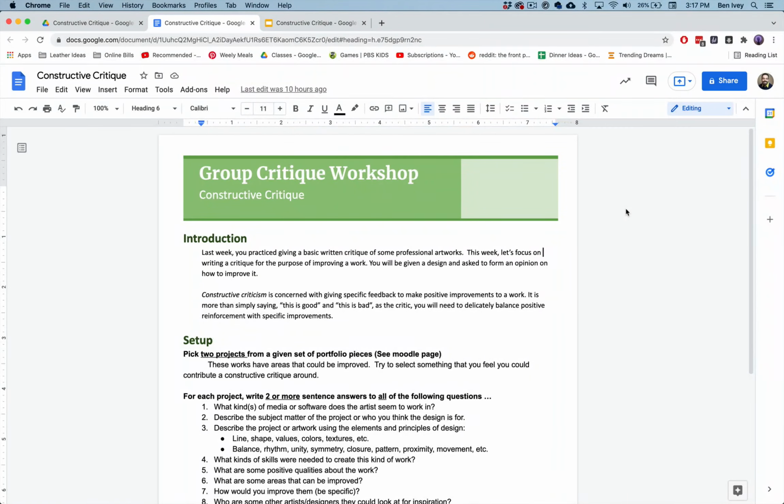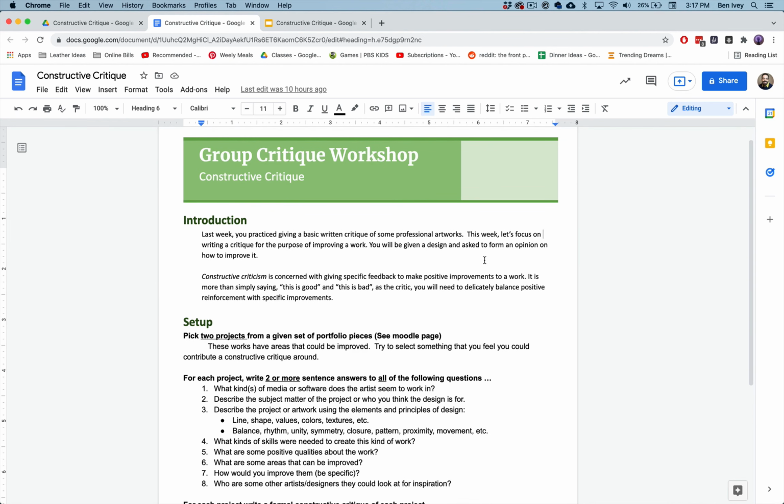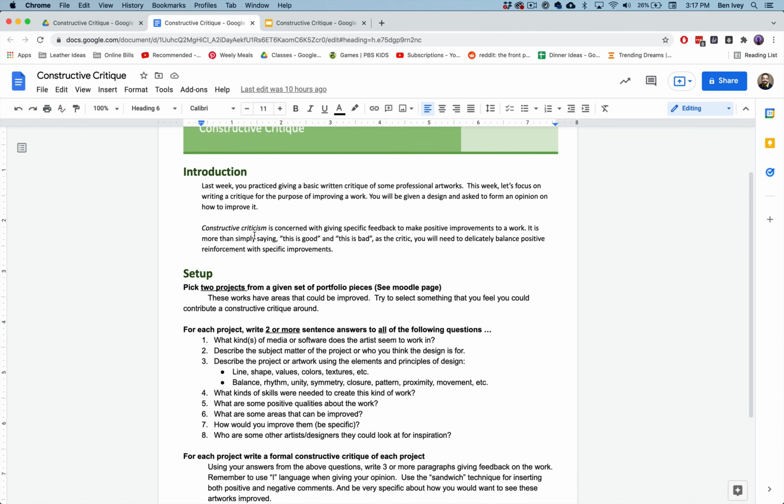Last week, we practiced giving a basic written critique of some professional work. This week, we're going to focus on giving a written constructive critique for the purpose of improving somebody's work. I'm going to give you some designs from another person and ask for you to form an opinion on how to improve them. Remember, constructive criticism is concerned about giving specific feedback to make positive improvements on a person's work.